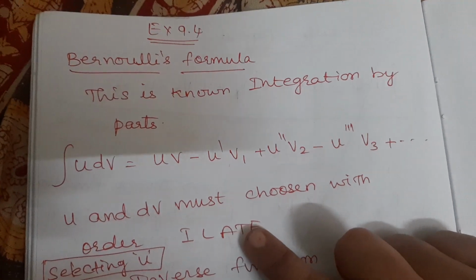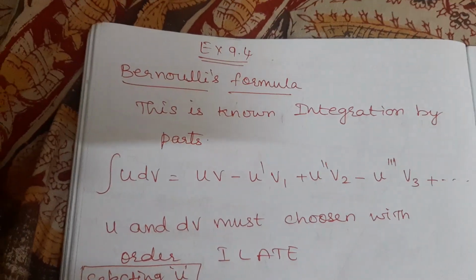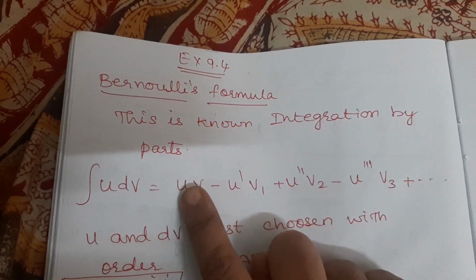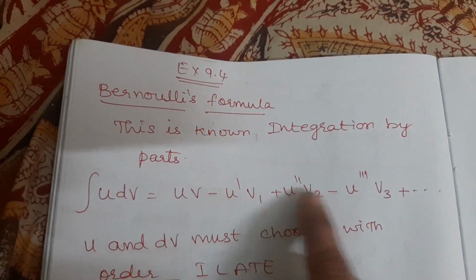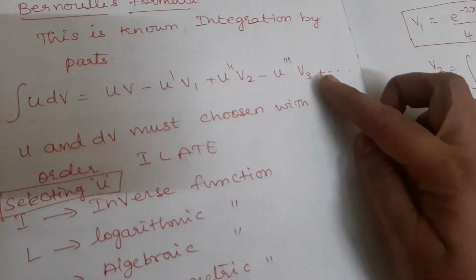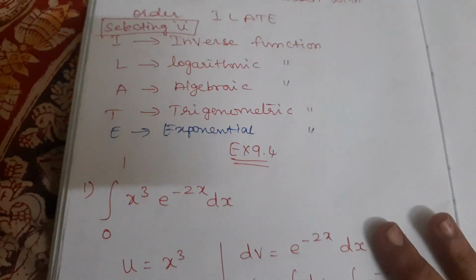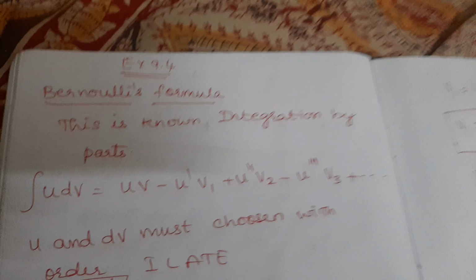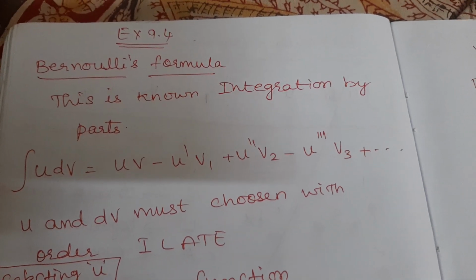After choosing u, you need to take the remaining function as dv. Whatever function you take as u should be differentiated, and whatever function you take as dv should be integrated. We have to continue this formula until the differentiation value becomes constant. All these things I told already in my previous question, so again I am just recollecting.